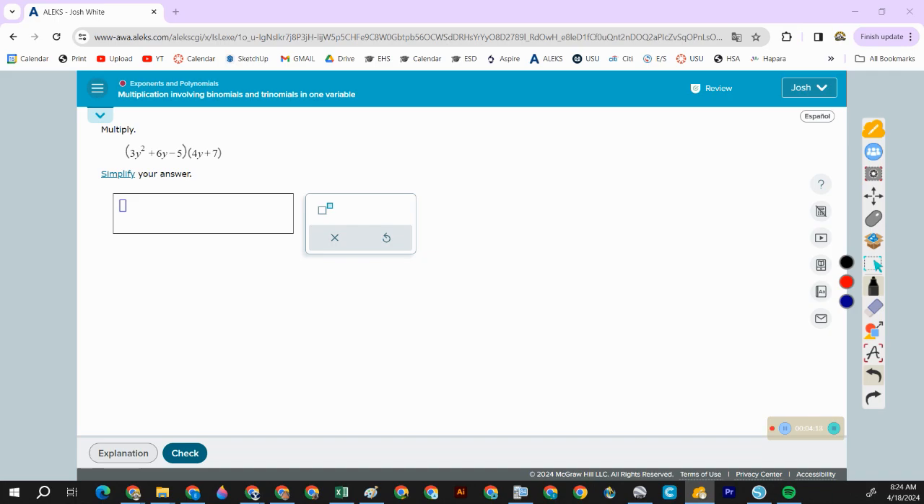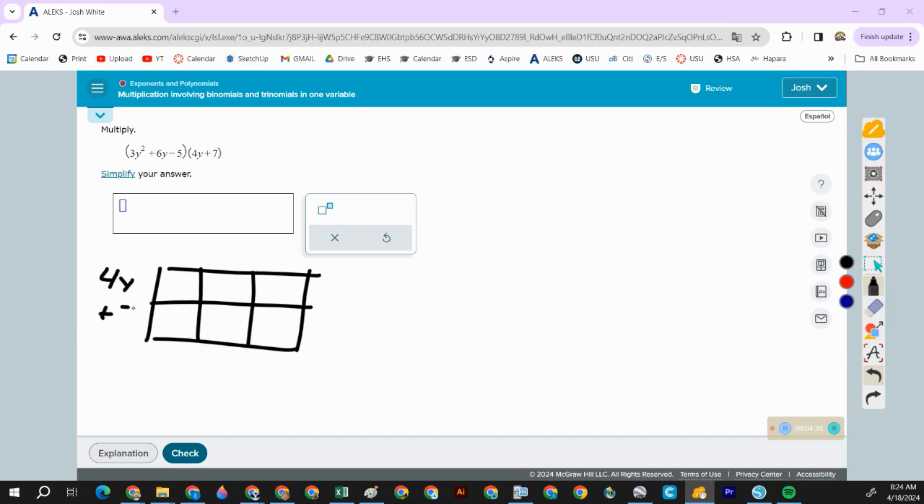So here, the box is going to have 2 rows and 3 columns. Or you could do 3 rows and 2 columns. I'll put the 4y plus 7 on the side, and the 3y squared minus 6y minus 5 along the top. So that gives me 12y to the third, negative 24y squared, negative 20y, 21y squared, negative 42y, and negative 35.